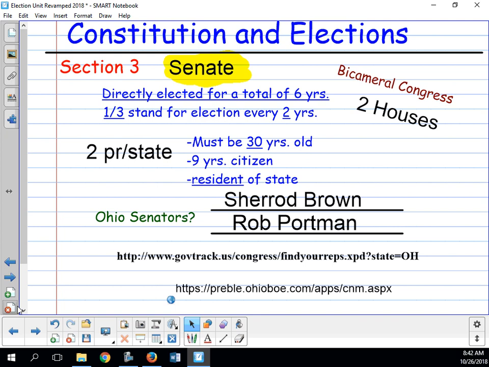Okay. Yeah, right there. Yeah. Just note a lot of senators, and just write their names.